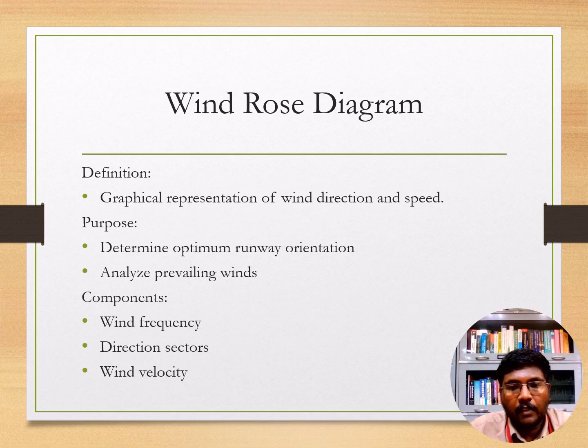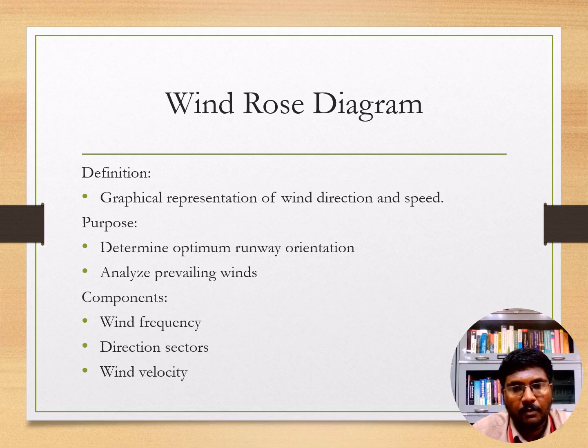Next we see the wind rose diagram. A wind rose diagram is defined as the graphical representation of wind direction as well as wind speed. Normally wind directions are classified into 4 different types: north, south, east and west. Apart from these, there are 8 different types of wind direction. The main purpose of the wind rose diagram is to determine the optimum runway orientation and analyze the prevailing wind direction, as well as the windward and leeward sides.